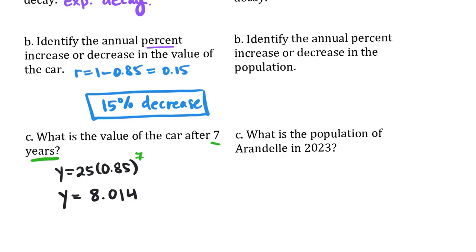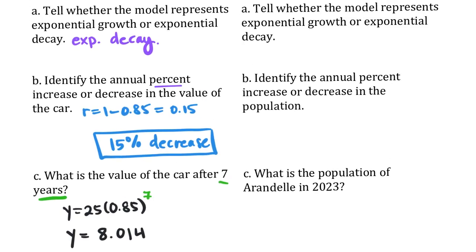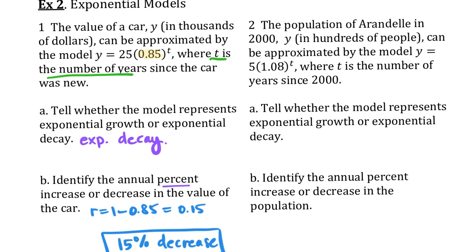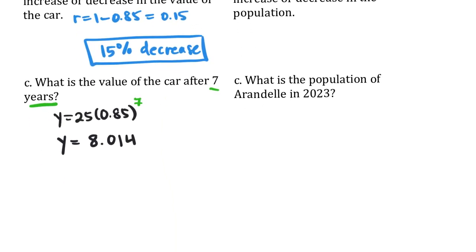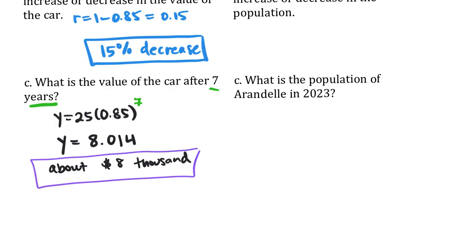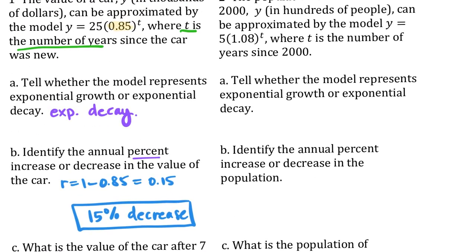Now I'm going to go back and read the question, because the value of the car is not 8.014. I'm very sure of that. Why? The value of the car Y is in thousands of dollars. So this is thousands of dollars. After 7 years, the car is now worth about $8,000. Initially, what was it worth? Initially, it was worth 25. Now it's worth 8. Okay, let's try one more that's like that.